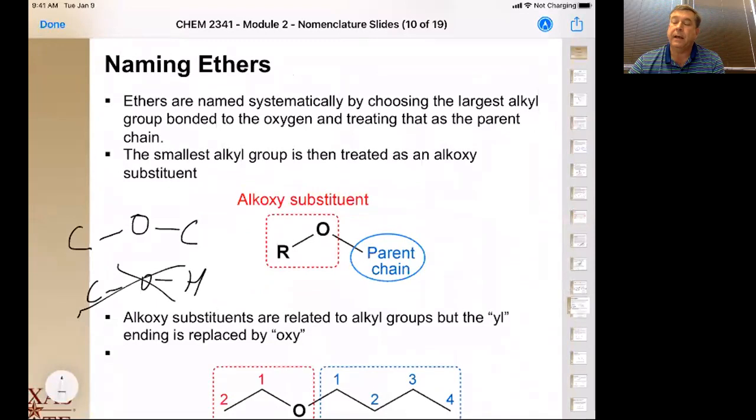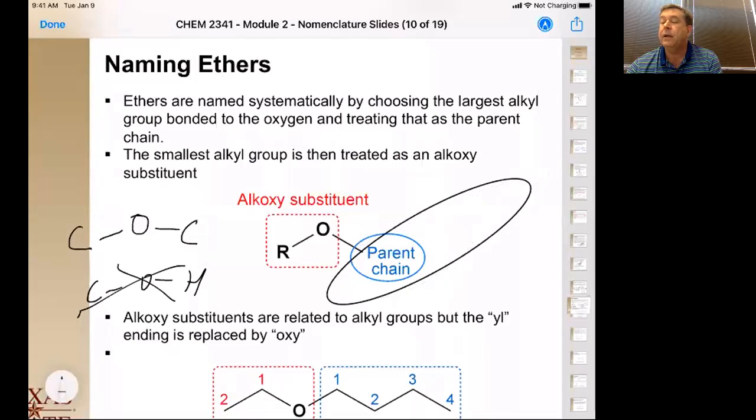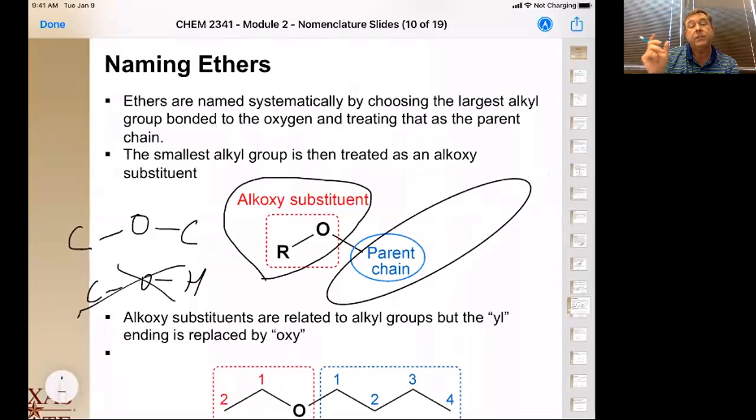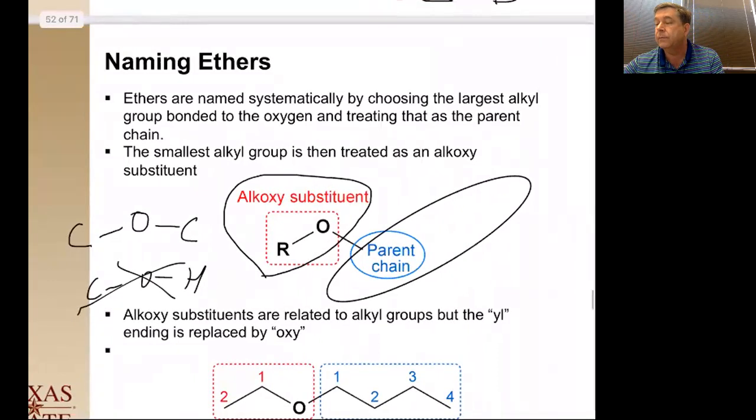So the way we look at that is we find the parent chain, which is the chain that has the longest number of carbons on it here, and then the O with the other alkyl group becomes the alkoxy. So if it was just an alkyl group, it'd be the alkyl substituent. When it has the oxygen on it, it's called the alkoxy substituent. And so we're going to use the number of carbons in that chain, but we're going to add the word oxy to it.